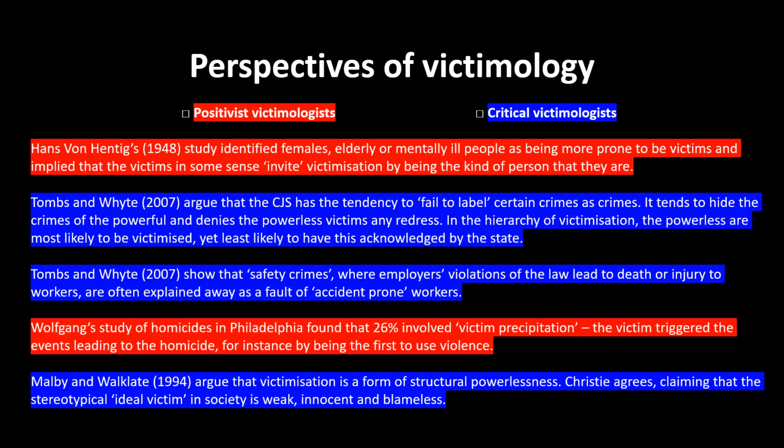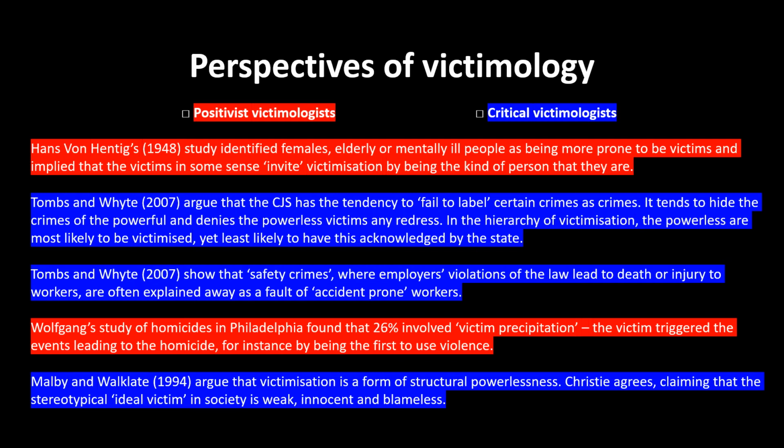The critical theories, Tombs and Whyte, in both cases. So as we mentioned, it's about labelling people as victims. It looks at the hierarchy of victimization, who is more or less likely to be victimized or labelled as a victim. We know that in safety crimes, where employers have violated the law, which led to the death of workers, often the worker is blamed. Health and safety laws, we know from Marxism, are a key example of this, that they are not there to protect the worker, they're there to protect the employer.